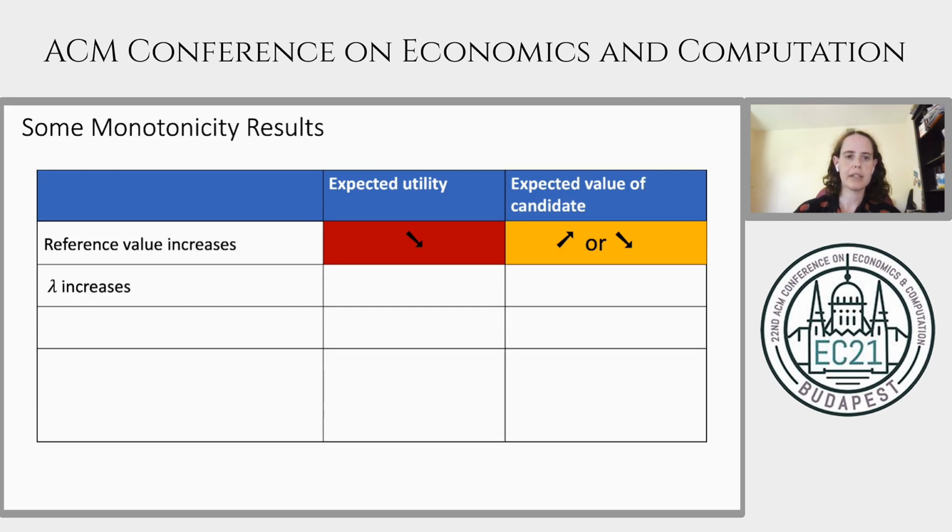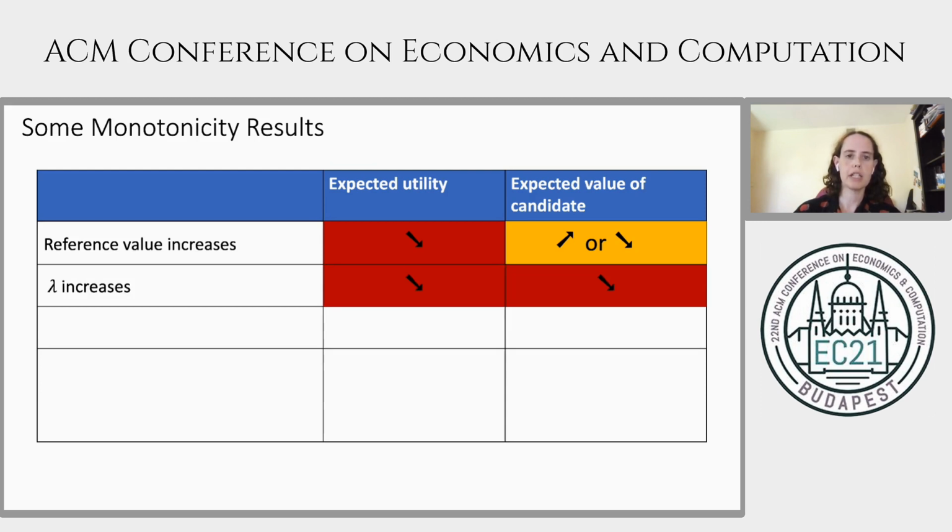As lambda is increasing, both the expected utility and the expected value of the candidate are decreasing. And roughly speaking, the reason for this is that the agent indeed tends to hire candidates earlier in the order. And what we do is formalize this notion of hiring candidates too early and show that as a result, the expected value of the hired candidate can only decrease.